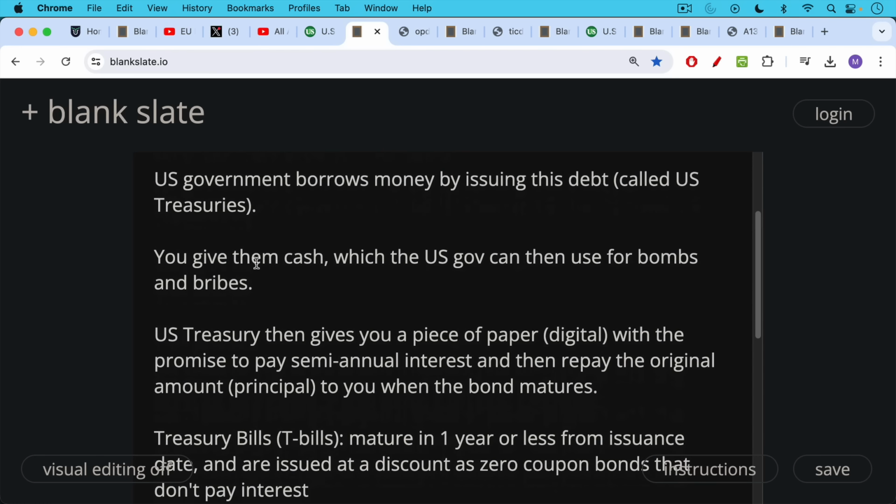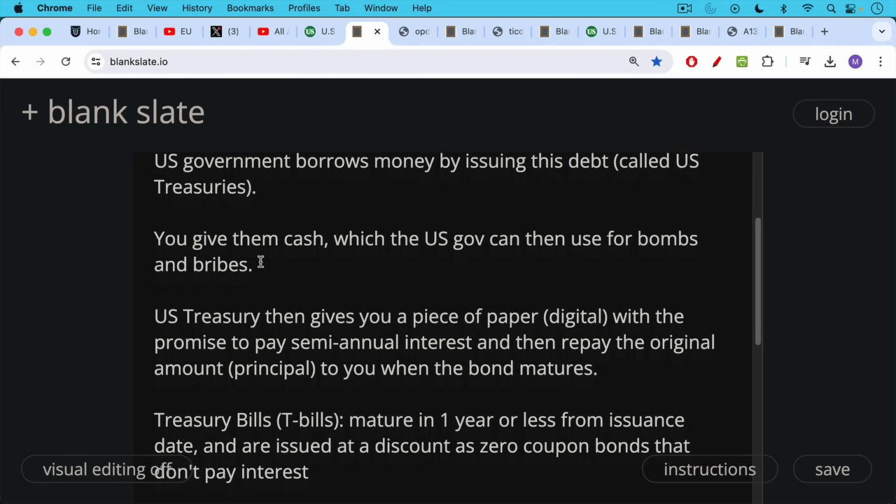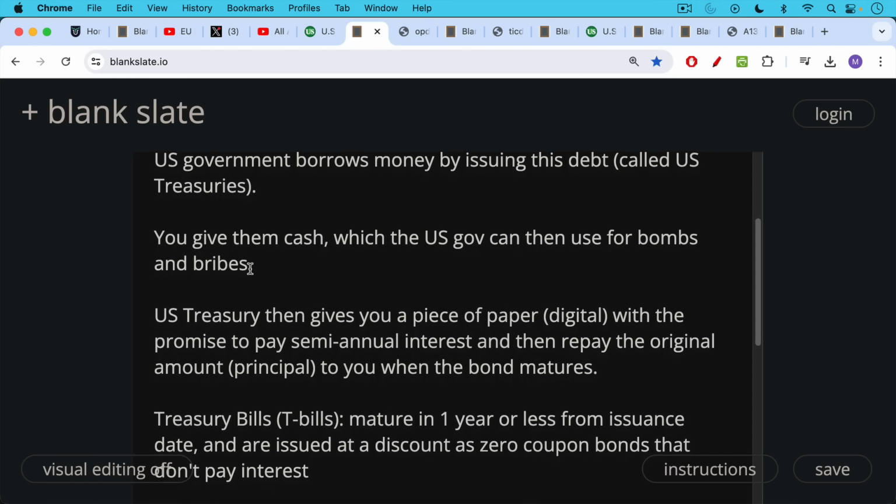And then the U.S. Treasury gives you in exchange a piece of paper or a digital piece of paper that shows up in your brokerage account with the promise to pay, in the case of T-notes and T-bonds, semi-annual interest payments, and then repay the original amount, what's called the principal, to you when the bond matures. So you have different kinds of U.S. Treasuries that are sorted based on their maturity dates.